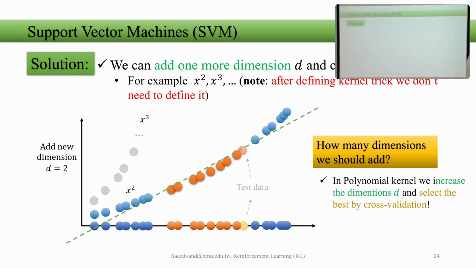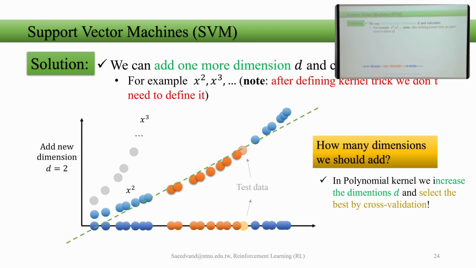So let's see how we can do that. The solution is, as I mentioned, we can add one more dimension. For example, after adding one more dimension, we can apply some simple equation, for example the square of the data or the cube of the data, after defining the kernel that we have. So first of all, let's have a look at what is happening. The same data that we have over here: left side, right side, and middle.